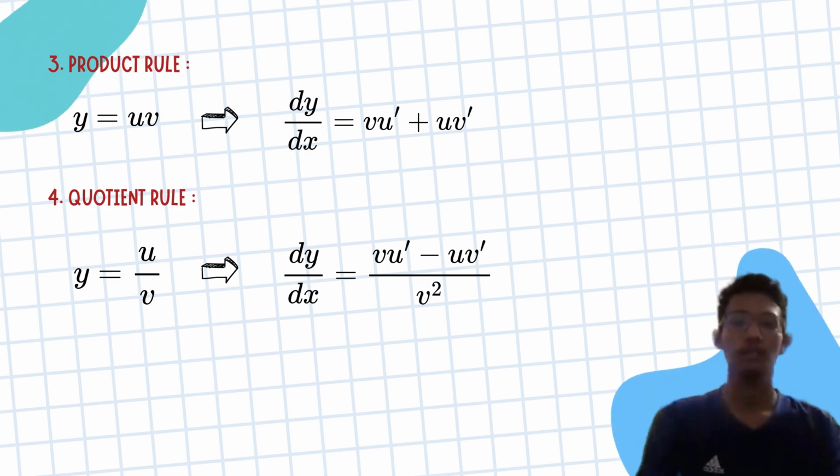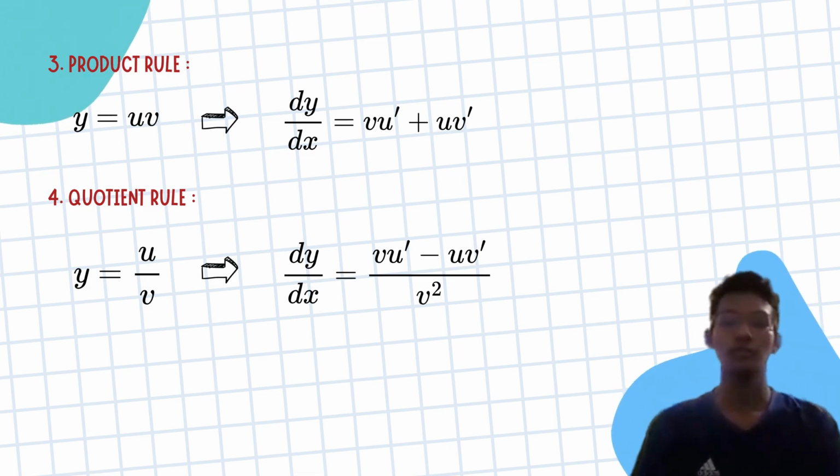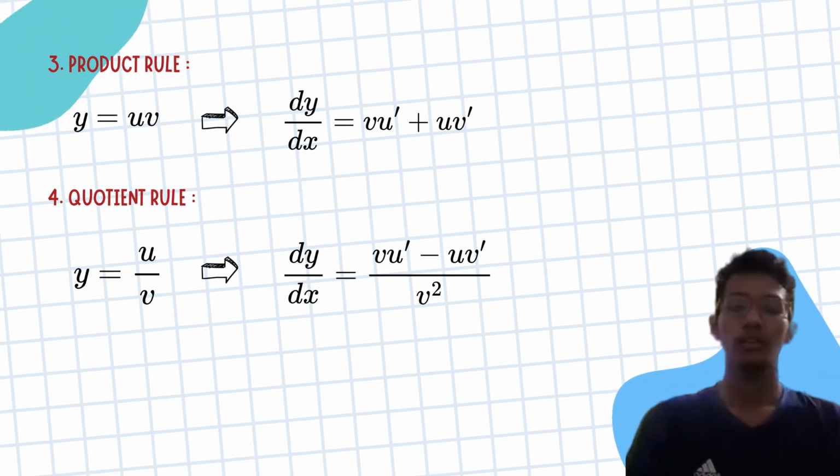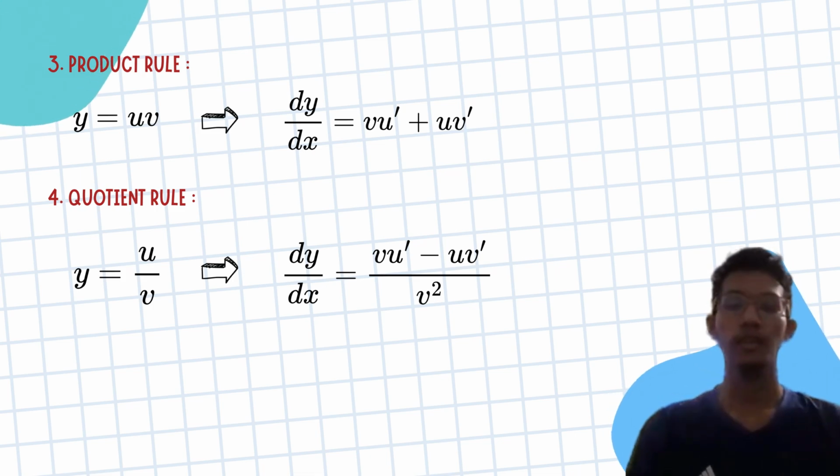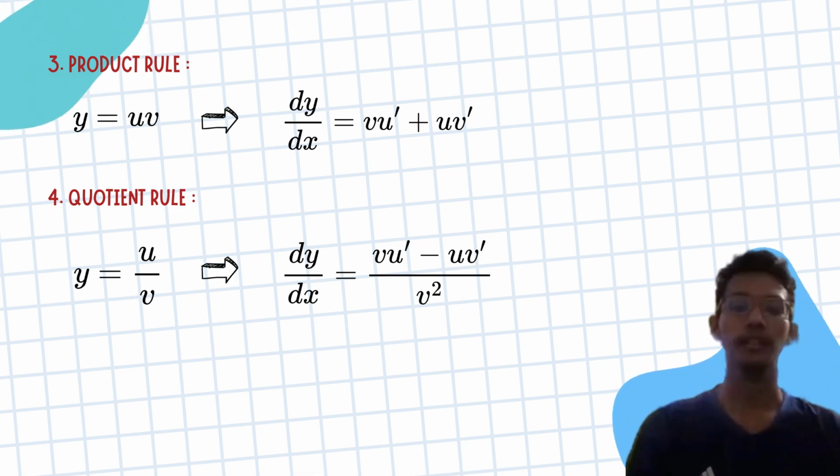Now let's move on to the quotient rule. The rule is used when we are differentiating a fraction, that is, one function divided by another.